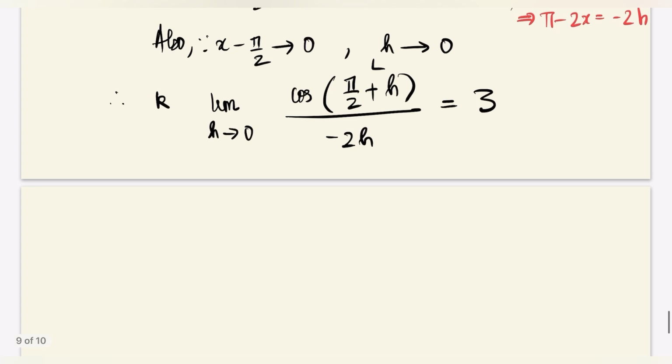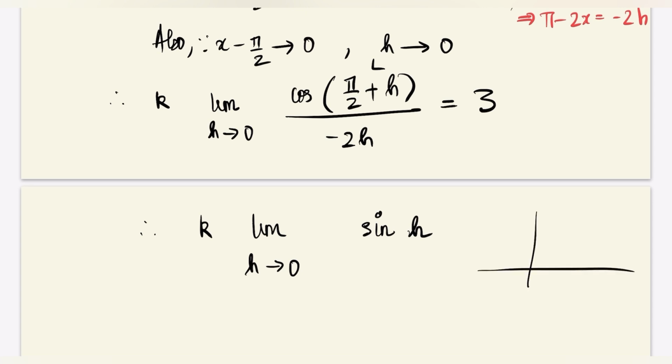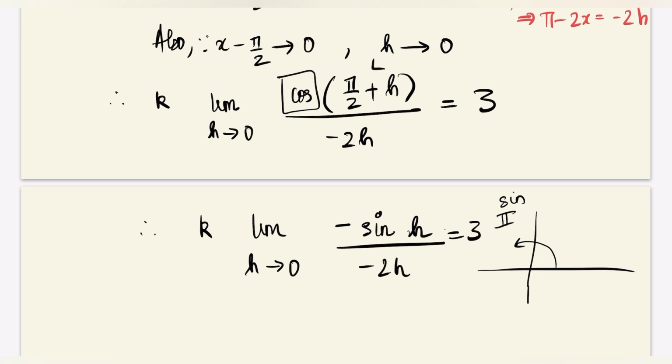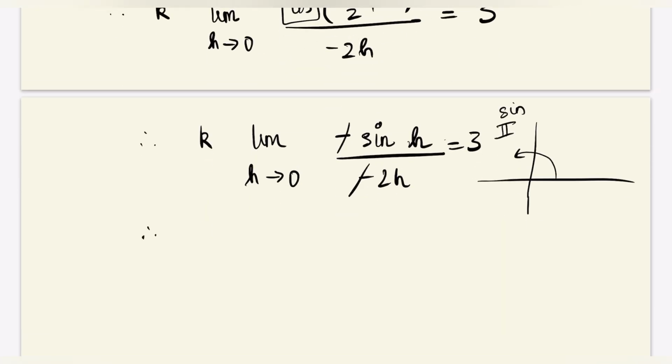Let us now try to solve this. So it is k times limit h tends to 0. Cos of pi by 2 plus h is going to be sine of h. Why is it so? Using the ASTC rule. Because pi by 2 plus h goes into the second quadrant, and there only sine is positive. Since there is only sine positive, and since the question was about cos, it is minus of sine h. And there is a minus 2h already sitting over there, which is equal to 3. The minus and the minus get cancelled. The 2 comes outside, and you have limit h tending to 0, sine h upon h equal to 3.